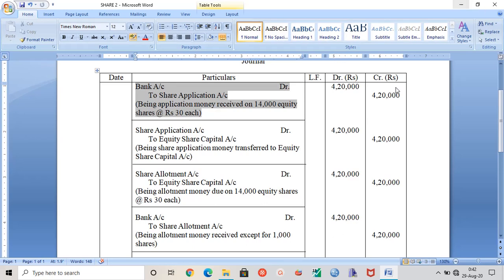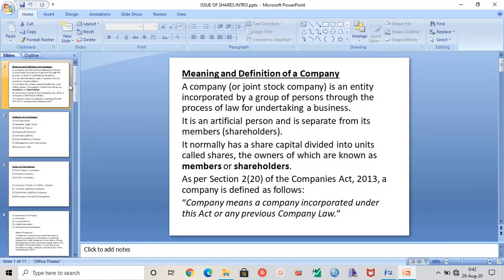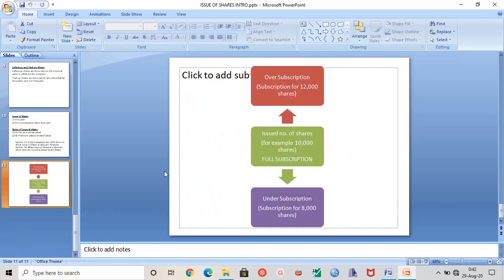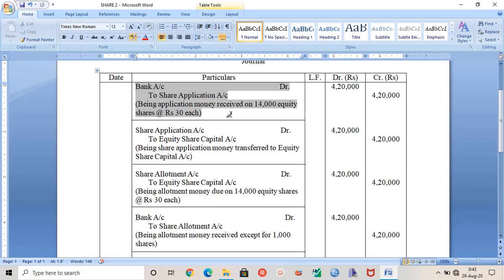You know that. Let me take you to this PPT and show you here. Yes, in this particular question, the number of shares issued was 15,000, but the public had applied for 14,000 shares. So this is the case of under subscription. 14,000 into 30 will be 4,20,000. Now after this application money has been received, it should be transferred to equity share capital account. We will transfer it. It will be 4,20,000 again.